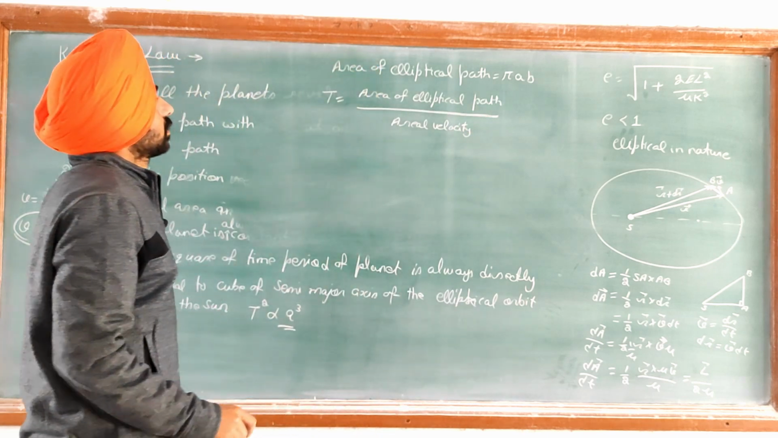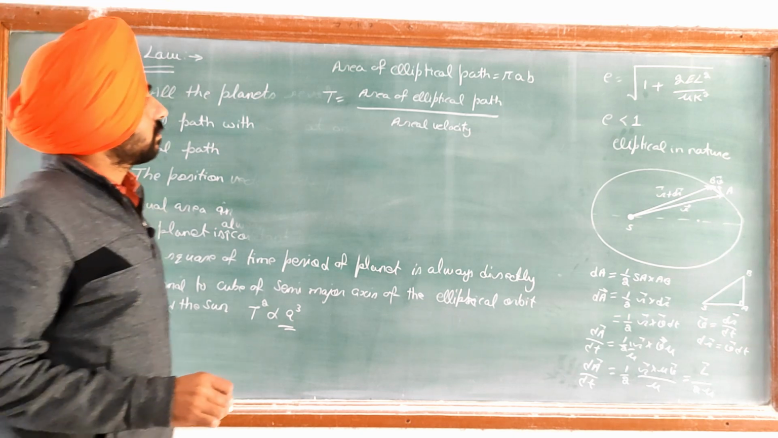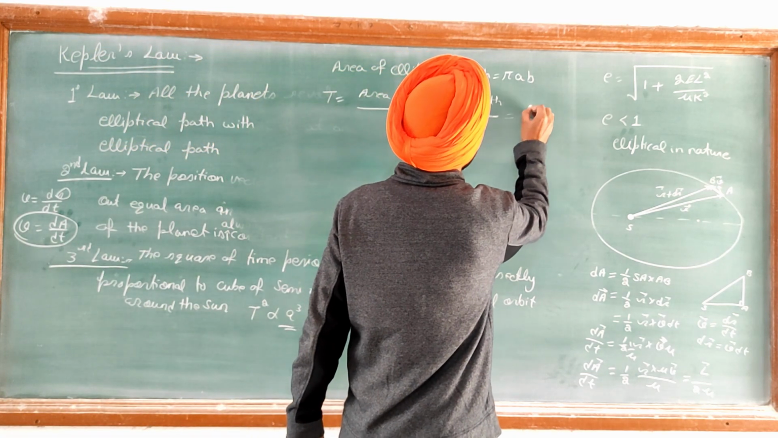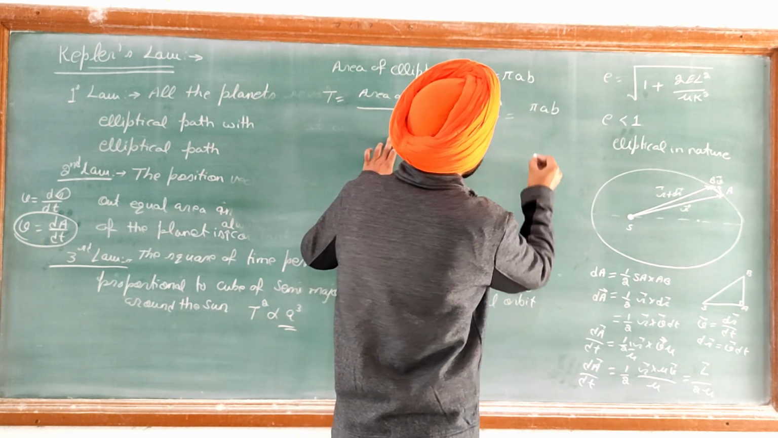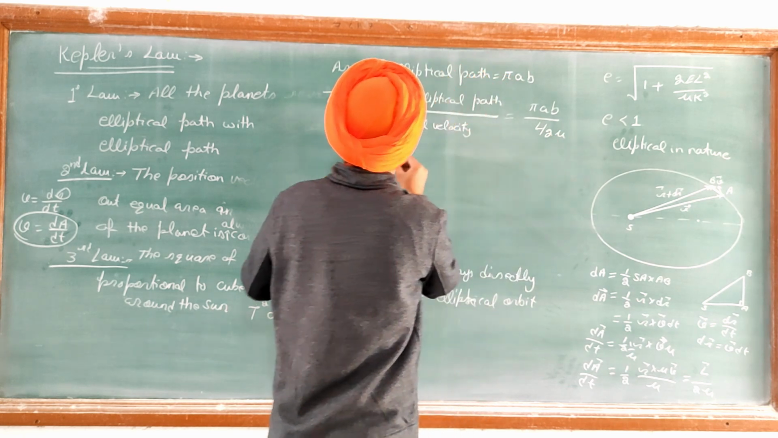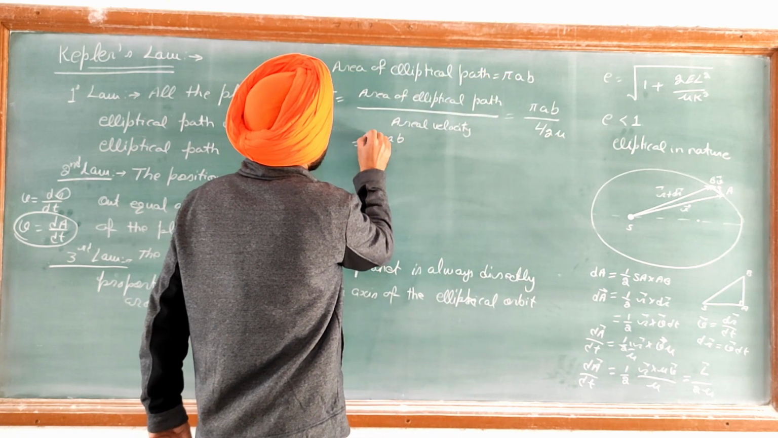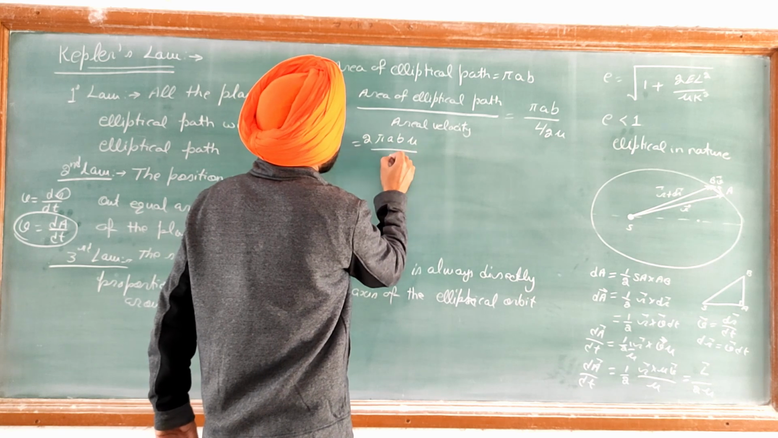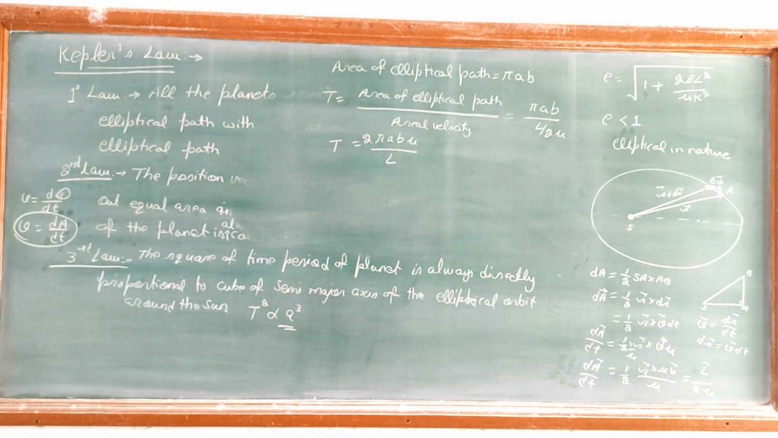So from here we have written the expression T equal to the area of the elliptical path upon the areal velocity, and we know the area of the elliptical path is pi a b, and this areal velocity is L upon 2 mu. So finally we have pi a b 2 mu upon L is T. So this is the time period.